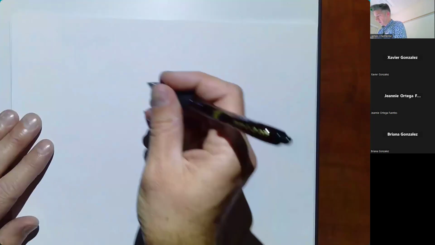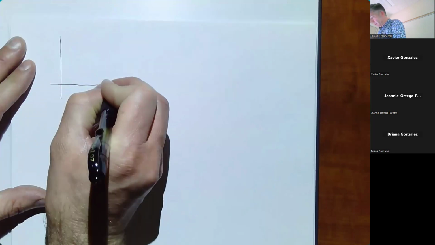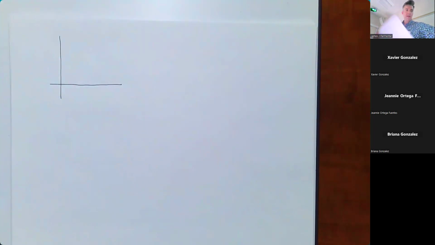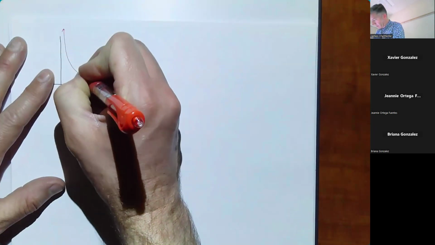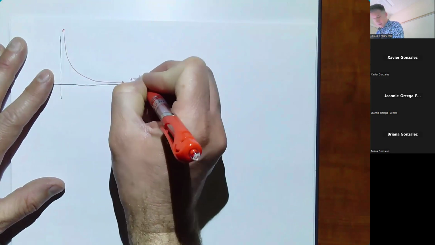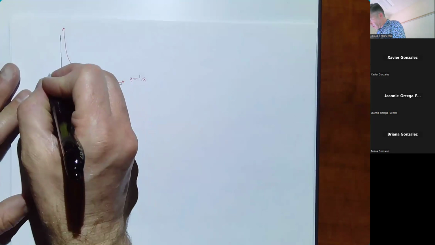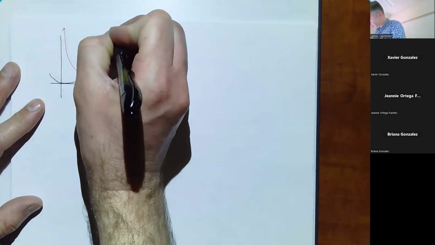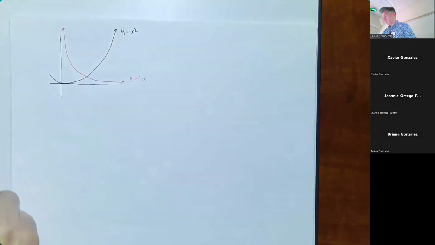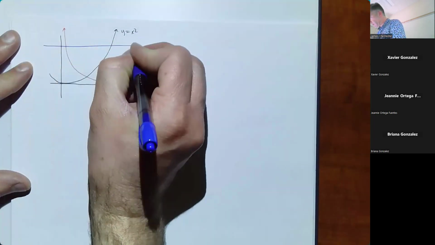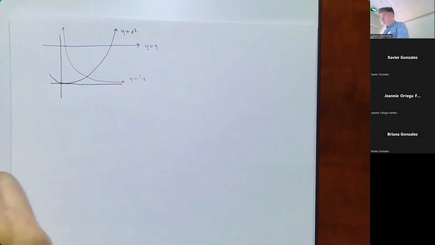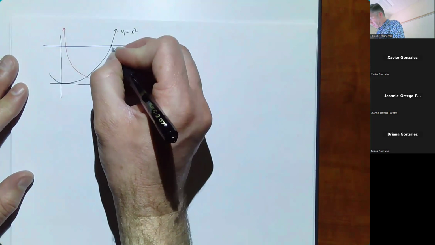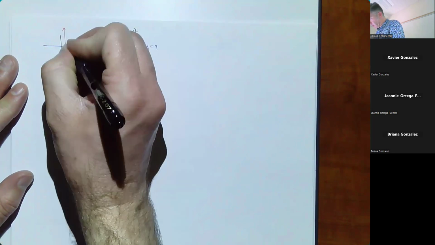We'll draw the region again. This time you can see it, hopefully. Once again, here's my region. I'll try to use the same colors from my curves because it's good to be consistent. So here is my 1 over x. Here's my x squared. And here's my y equal to 9. Okay. And also labeling these points of intersection. Here's the point 3, 9. Here's the point 1/9, 9.